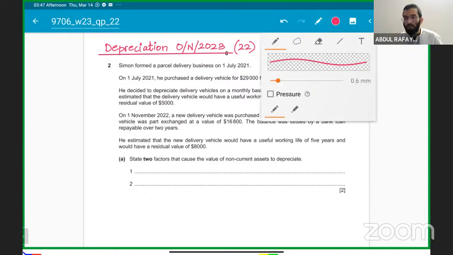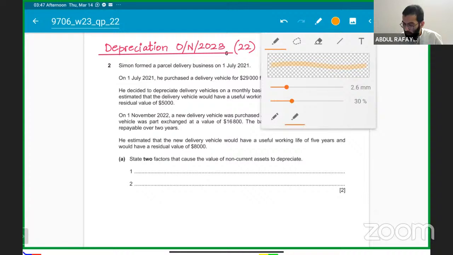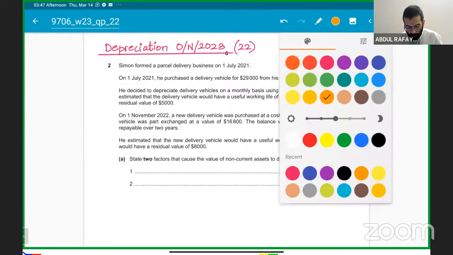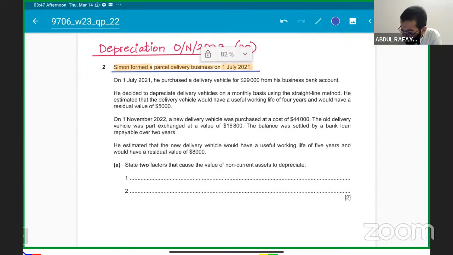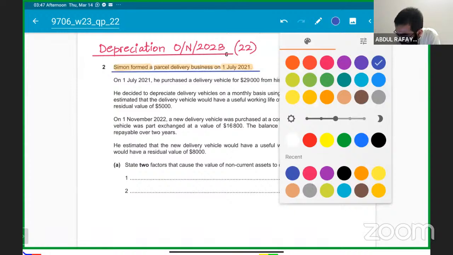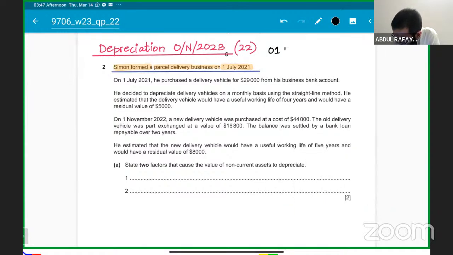Okay, so let's get started. What we have is Simon. Simon formed a parcel delivery business on 1st July 2021. So the first important thing is that our year starts from 1st July and will end on 30th June. Understood? So the business starts on 1st July and will end on 30th June.